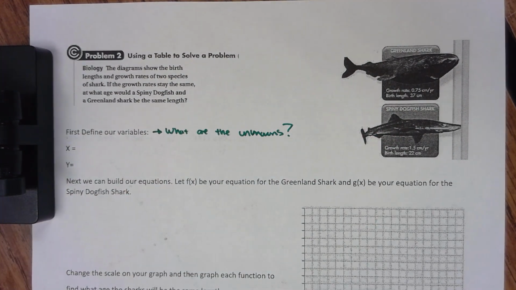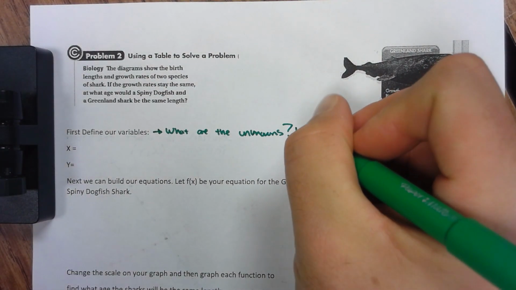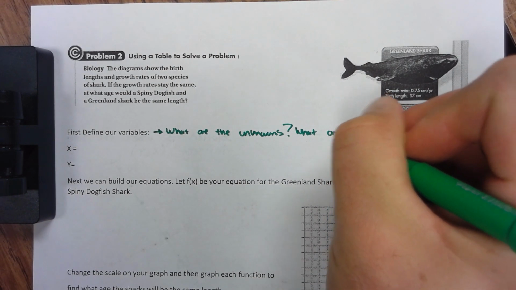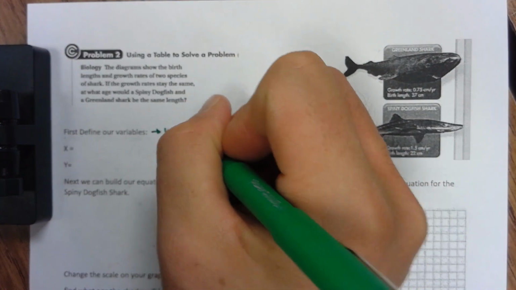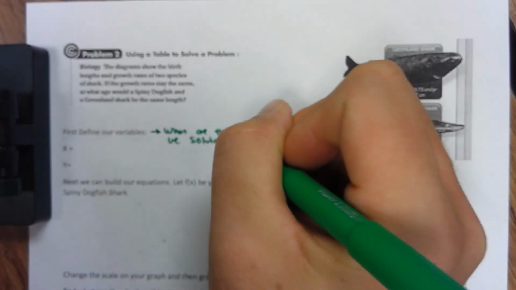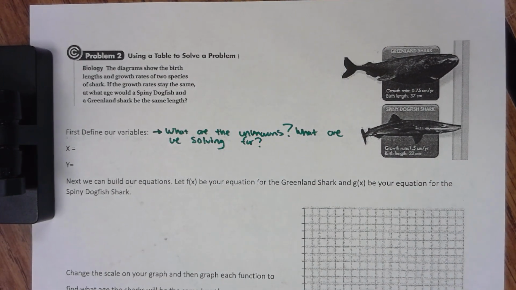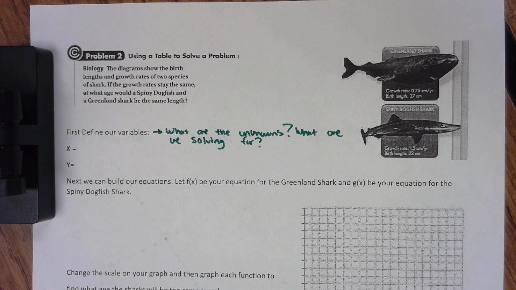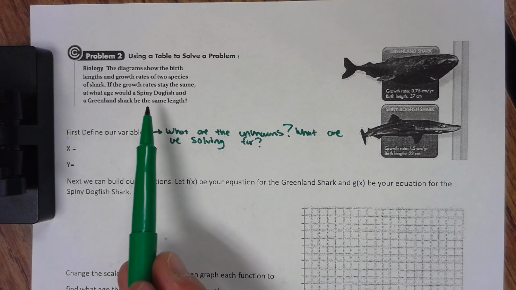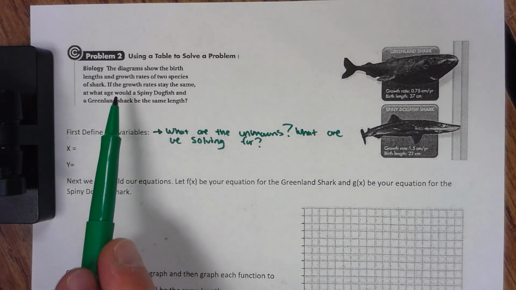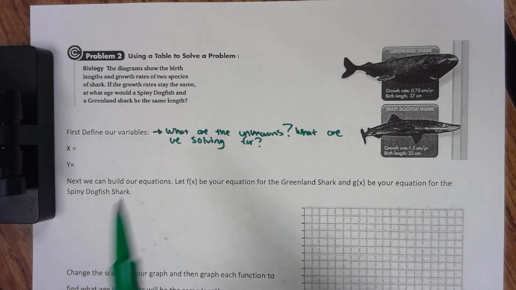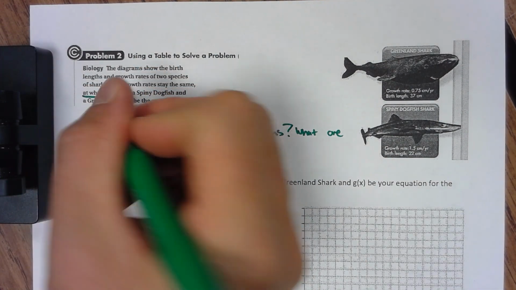Which another way to think about that is, what are we solving for? So that's always, when you see a word problem, a really good place to start. What are our unknowns, and what are we specifically solving for? And if you just go back to the question, that kind of helps us with that. It says, if the growth rate stays the same, at what age? That's an unknown. The age, right?